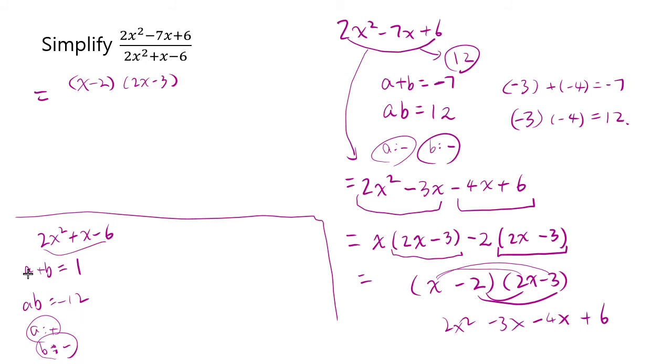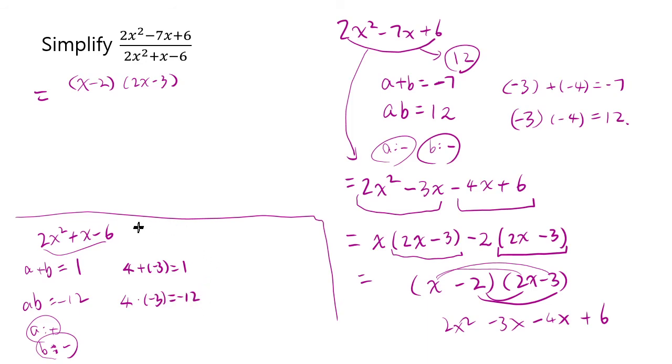So really what's happening is that you're subtracting the two rather than adding the two. If you subtract the two numbers, you get 1, and if you multiply the two numbers, you get 12. What are those two numbers? Well, again, 4 times 3 gives you 12, and 4 minus 3 gives you 1, right? So we see that 4 plus negative 3 is 1, and 4 times negative 3 is negative 12.